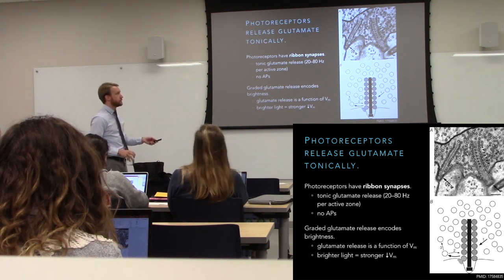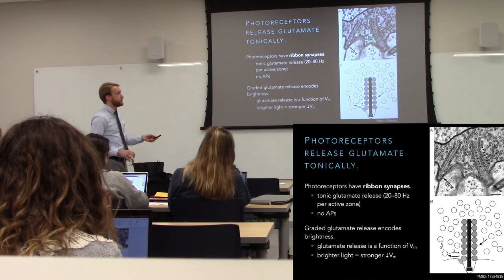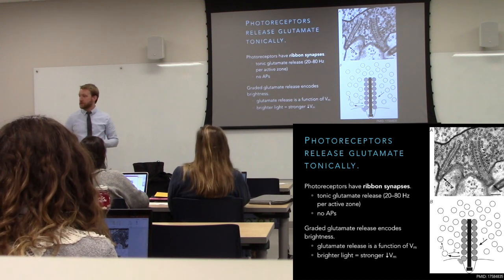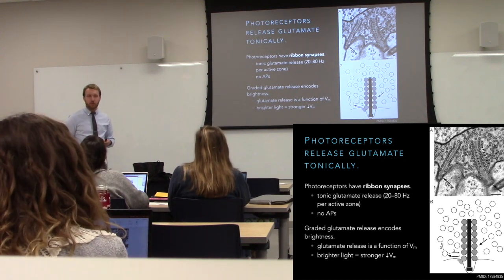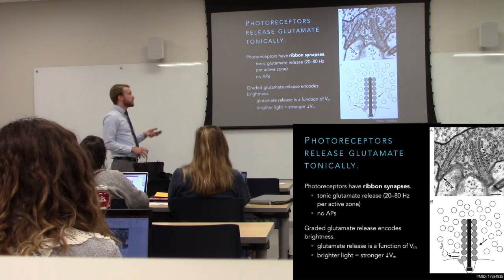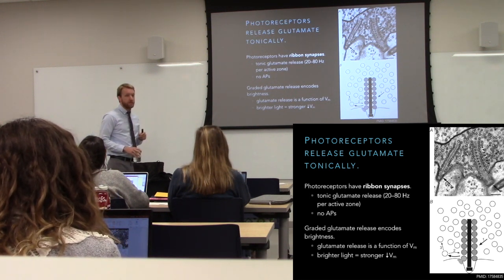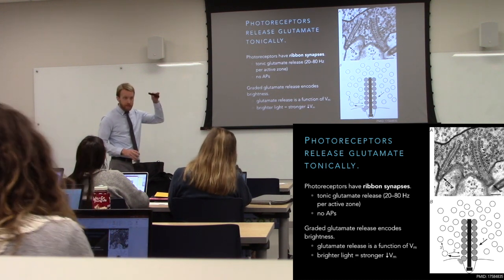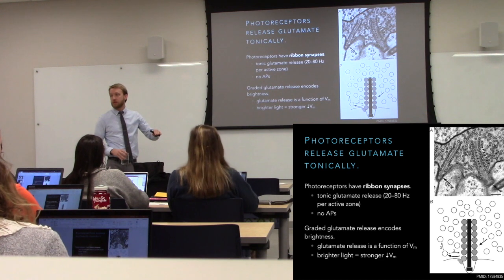Ribbon synapses. They use a couple of ribbon synapses on a photoreceptor. Invaginate some membrane, increase the surface area for your readily releasable pool, and now you have a greater number of vesicles that you can release. So our photoreceptors can constantly release glutamate until light hits them. When light hits them, there's a decrease in the amount of glutamate release.